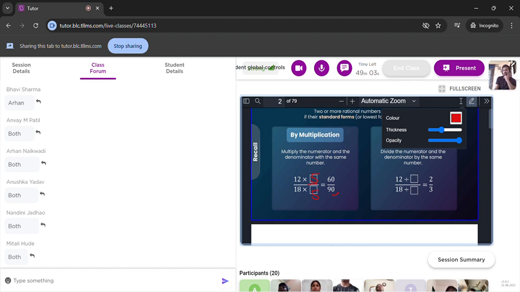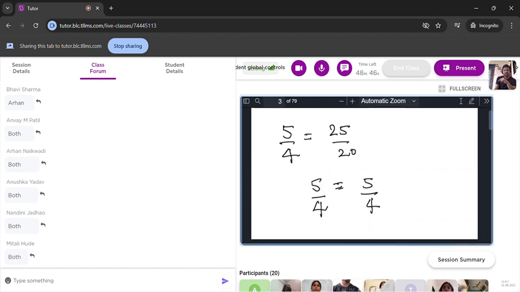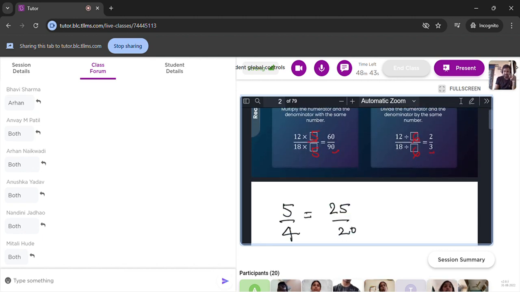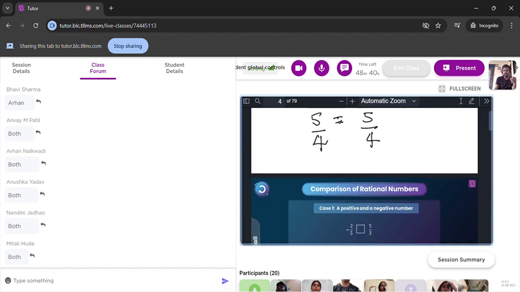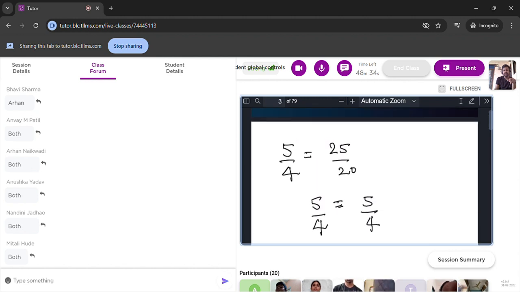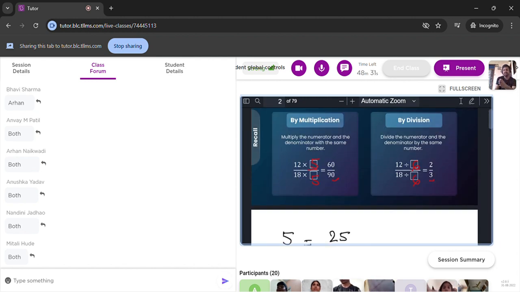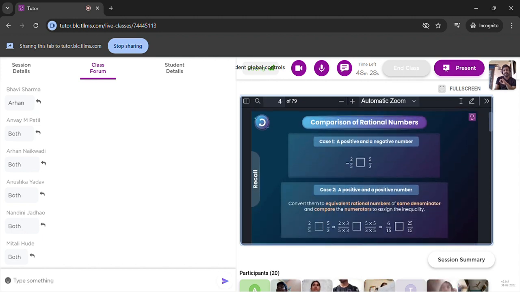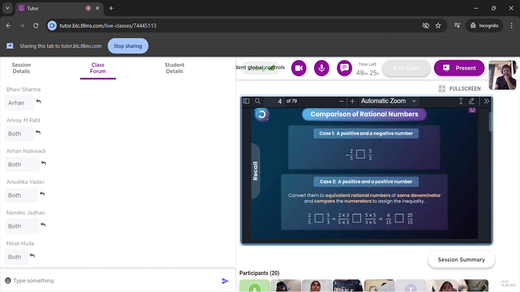Okay, good. And now what will be in this? 6 by 6. When we divide this 12 by 6, we will get 2. In the similar way, when you divide this 18 by 6, then you will get 3. Okay, so these all were related to the concept of equivalent fractions. In this we have done multiplication, and in this we have done division. Now we are going to move to the next part, and in this we have comparison of rational numbers.